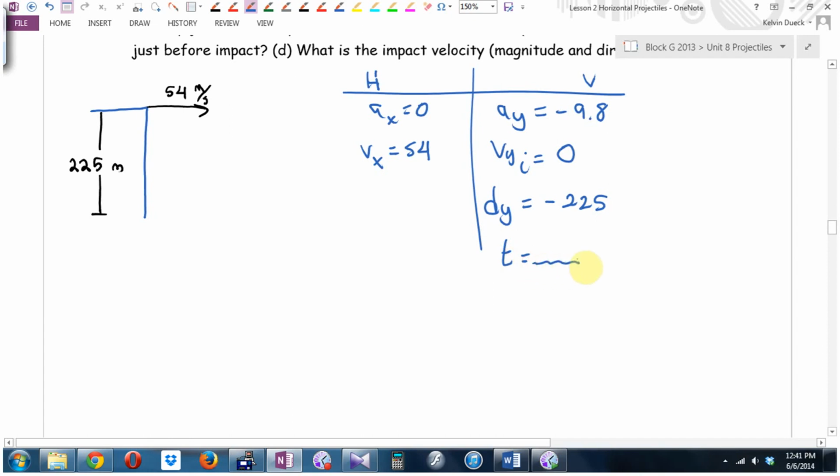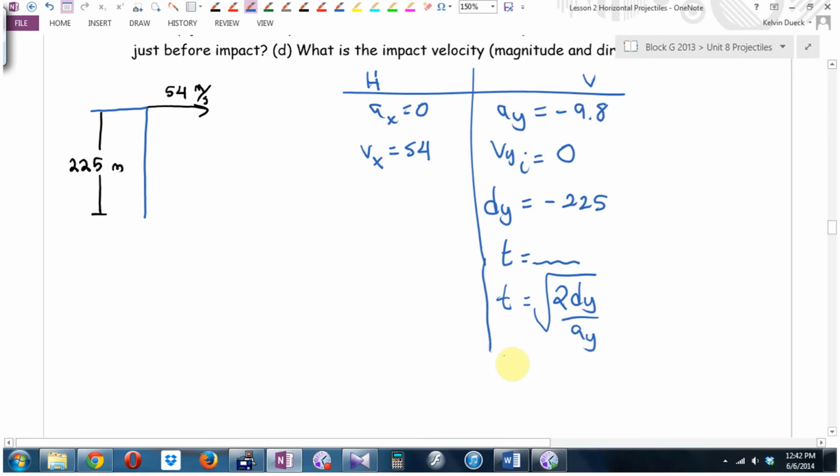I need to find time. Even though it said find the range, I need to find time. Is there an equation that has D, VI, A, and T in it? There is, Anthony. Which one? Hey, what's VY initial? Normally I wouldn't do this, but I know I'm going to need a fair bit of room and I'm going to be drawing some more pictures. So I'm going to go straight to saying, I think time equals the square root of 2 dy over ay. Was that correct? I'm going from memory, but I think that's what it was.